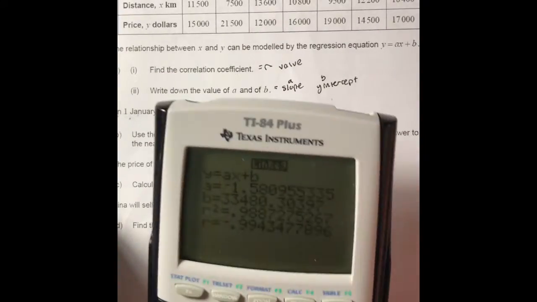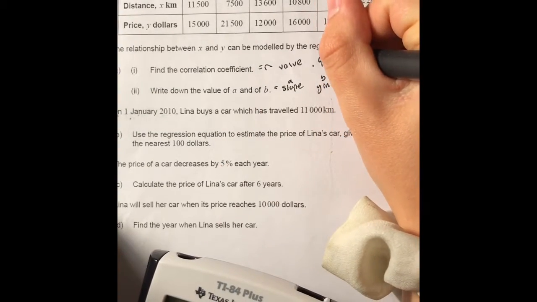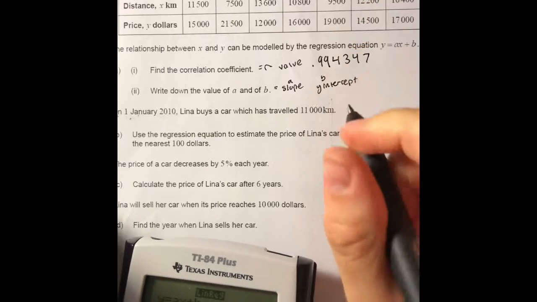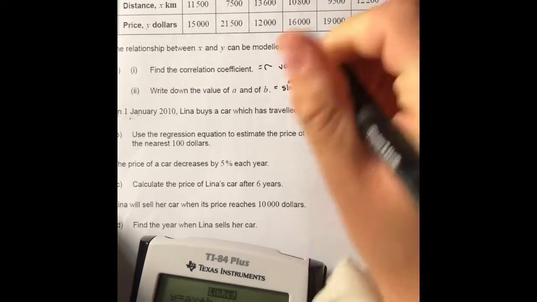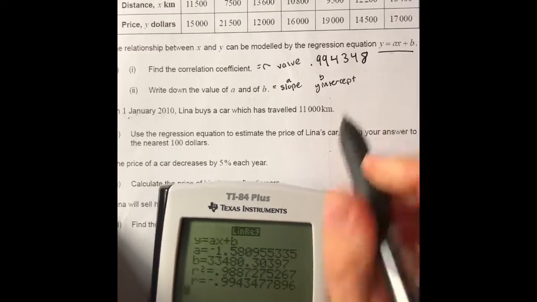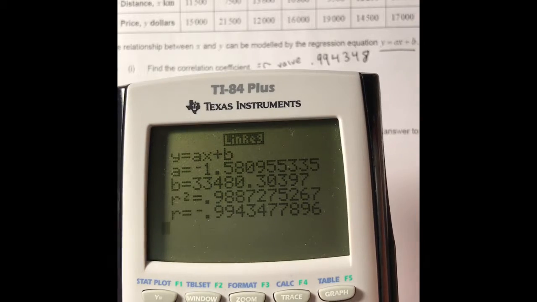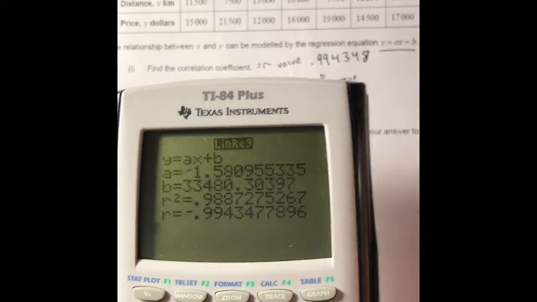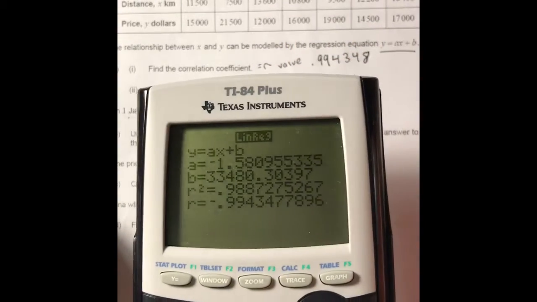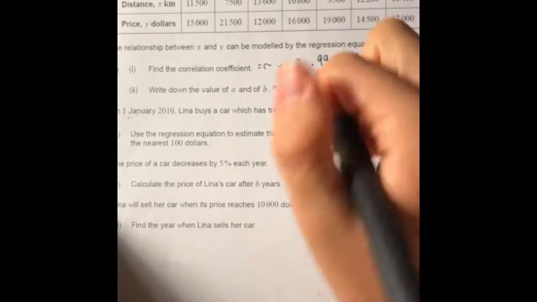First, the correlation coefficient, which is the R value, not the R squared. So the second value on there, which is 0.99437, 8 if you round. Then it asks for A and B, which if you look right here, A is the slope and B is the y-intercept. This A in here is negative 1.58, sorry, and the y-intercept is 33,480.3.